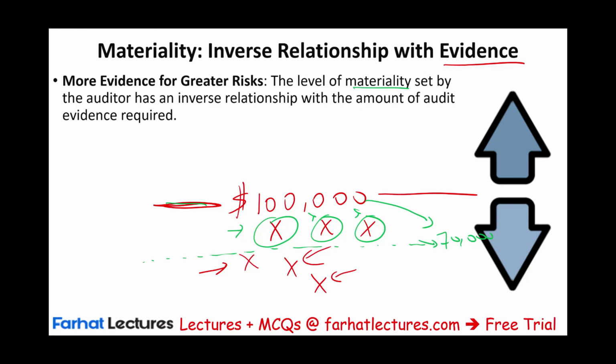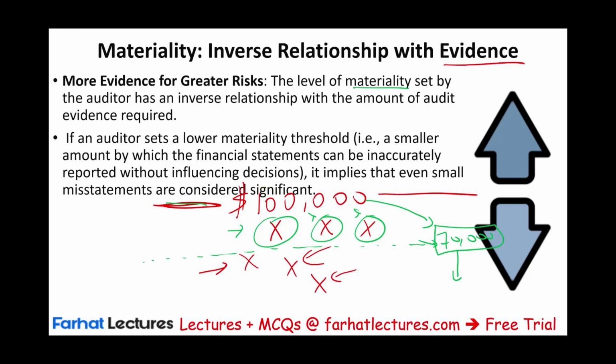So the level of materiality set by the auditor has an inverse relationship with the amount of audit evidence required. What does that mean? The lower you set your materiality, the more work you have to do. Why? Because the lower your materiality, the greater the chances of having errors above that materiality. And with the probability of more figures above this materiality, the more work you have to do to make sure you don't have any errors above it.